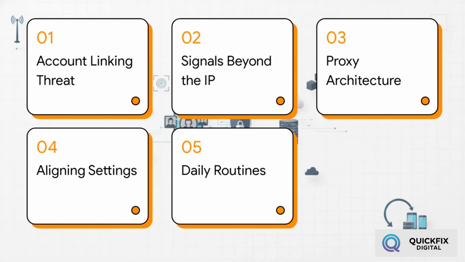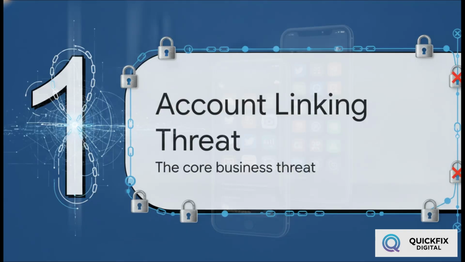Here is our roadmap for today. We're going to start with the account linking threat, then move on to signals beyond the IP, followed by proxy isolation architecture, aligning fingerprints and settings, and finally wrap it all up with daily routines for safety. Let's jump right into section 1, the account linking threat.